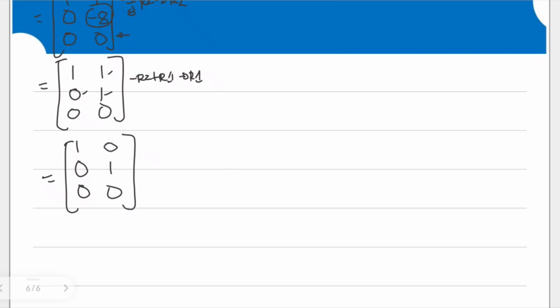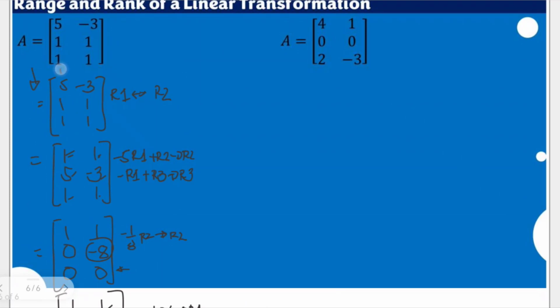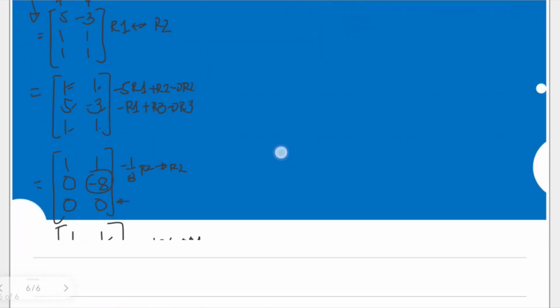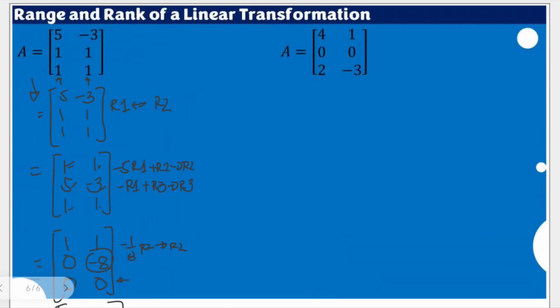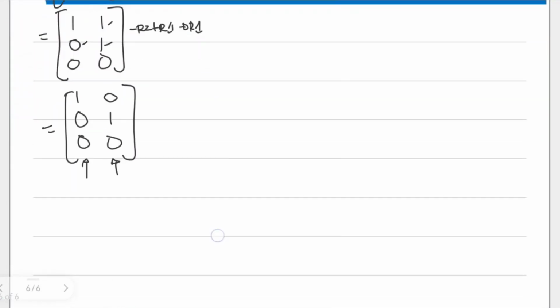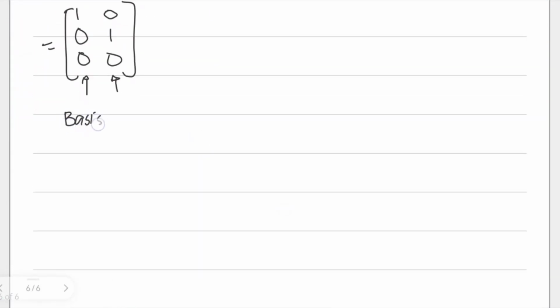This is the reduced row echelon form of our first matrix, and we can see here that both rows contain leading 1s. What does this mean? Going back to our initial matrix, these two columns are part of our column space. The column space is equal to the basis of the range of T. In short, our basis for the range is equal to a set containing those two columns.